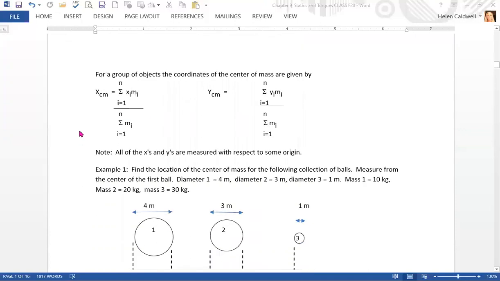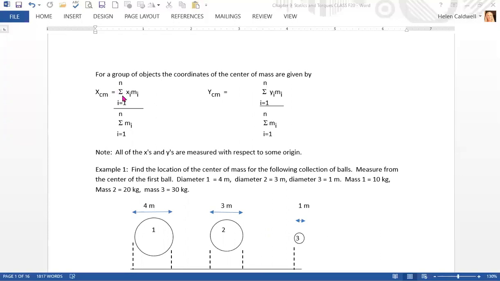Now there are two equations for center of mass, one for its location in the x direction, one for its location in the y direction. If we were doing it in three-dimensional space, we'd have one for the z direction. You do not need to memorize these equations. I will provide them for you, but I do want to describe what they're trying to say. So the x-coordinate for the center of mass is equal to, here is the little Greek letter, capital sigma.